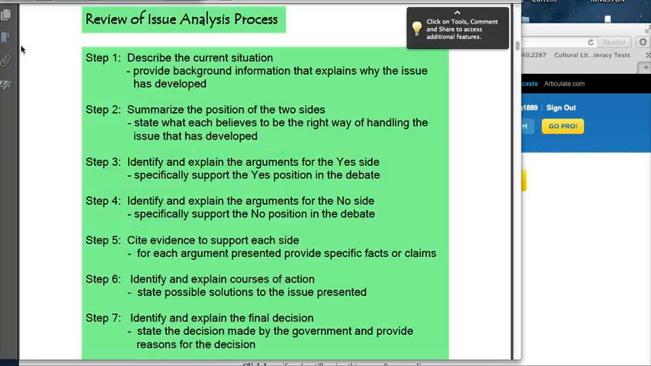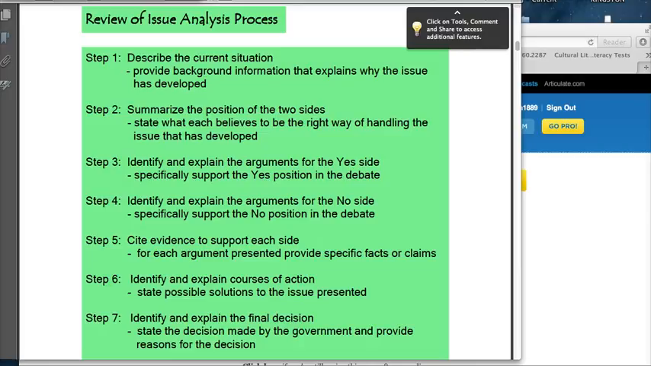In the handout provided, you will be analyzing the process, which starts with step 1, describing the current situation, providing background information that helps explain why the issue has developed. And again, all the information is in the handout, but it is also included in your textbook and again in the independent information that has been provided on the internet that we have spoken about in class. Step 2 asks you to summarize the position of the two sides. State what each believes to be the right way of handling the issue that has developed.